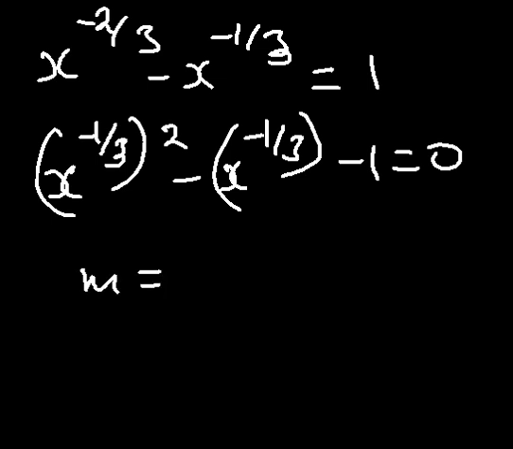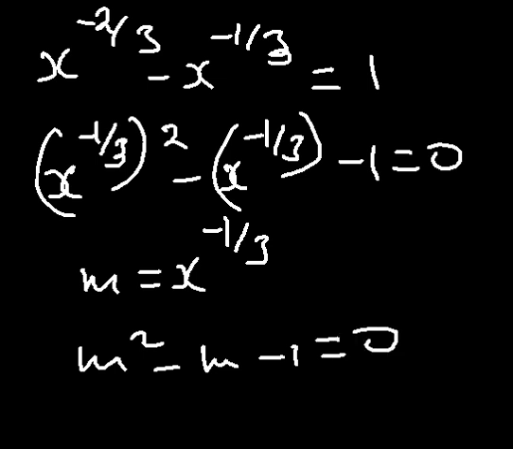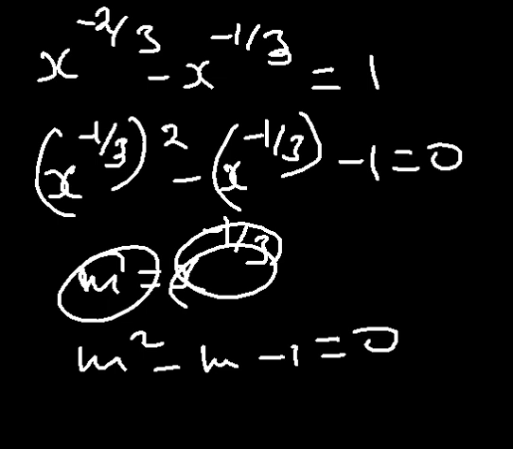Having m given as x to the power negative 1 over 3, it is the same as m squared minus m minus 1 is equal to 0. And again, to solve for m, use the quadratic formula, then you equate that to this, and you'll be able to solve for x.